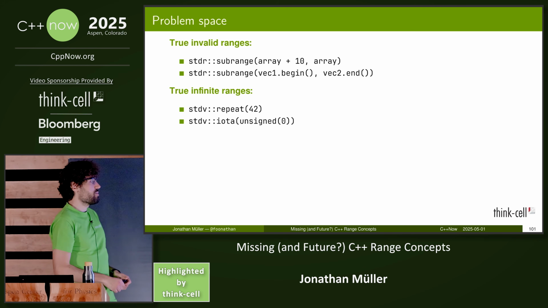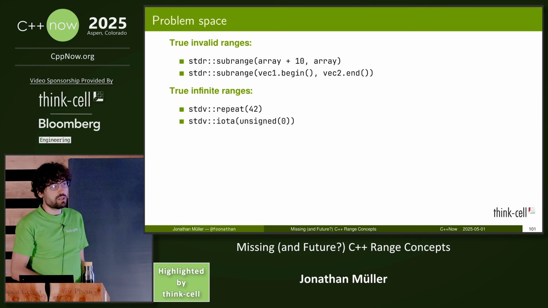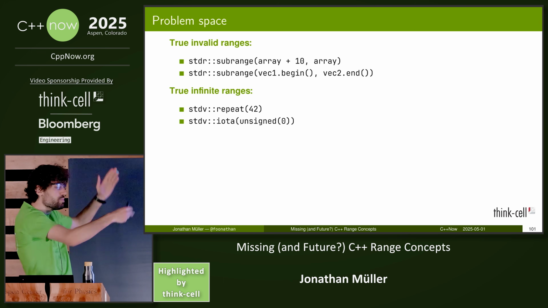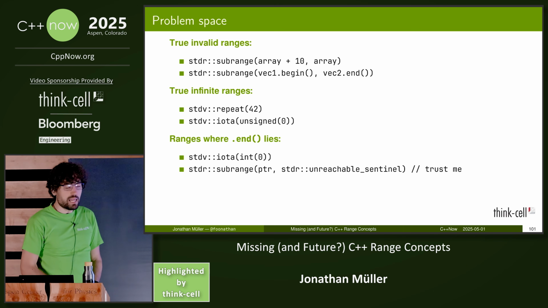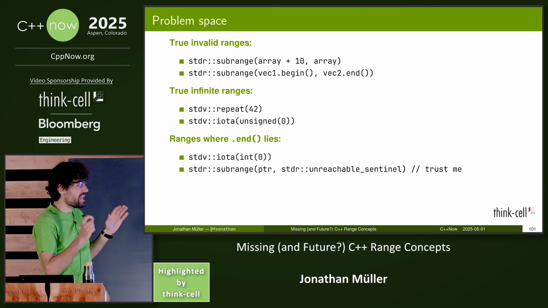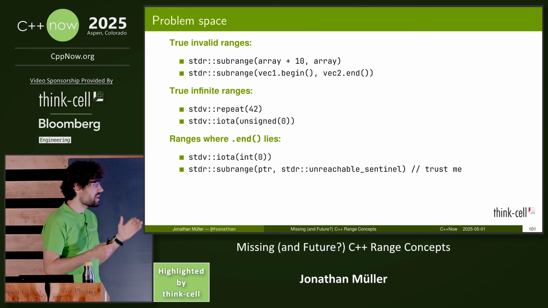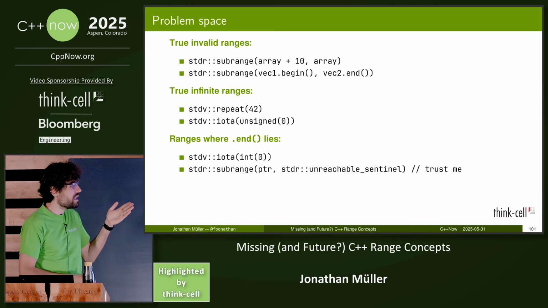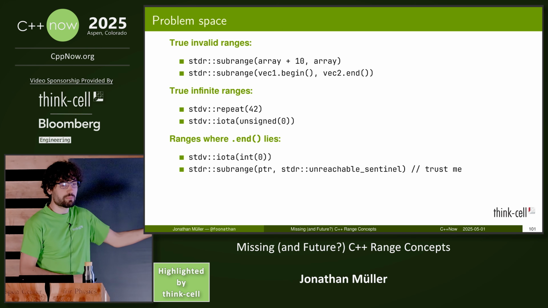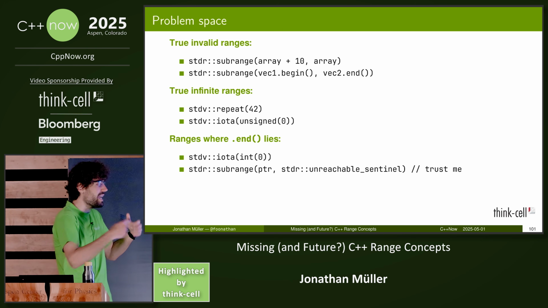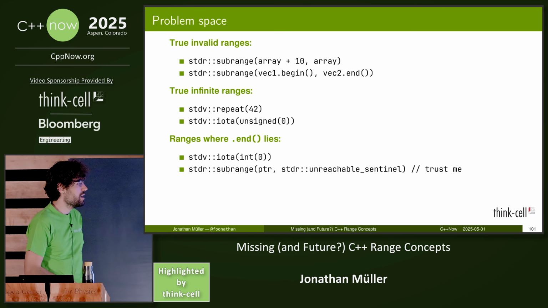Then we've got two infinite ranges, repeat 42 and iota of an unsigned 0, right? You can just loop over them forever. No undefined behavior there. Then we've got ranges where dot end lies, like iota of int. Even though end is unreachable, eventually you will have integer overflow, which is undefined behavior. So it's not infinite, it's just that end lies about the true size.